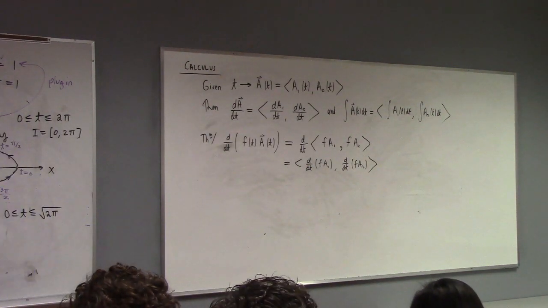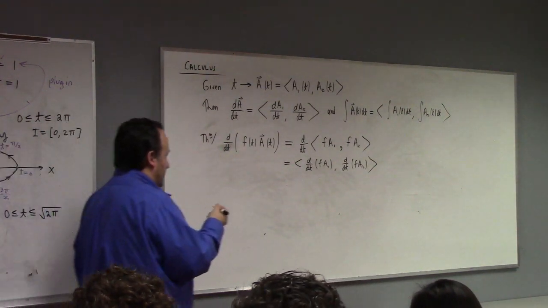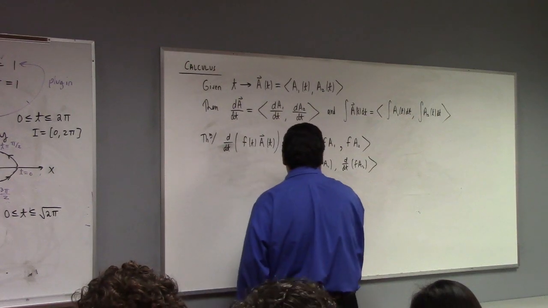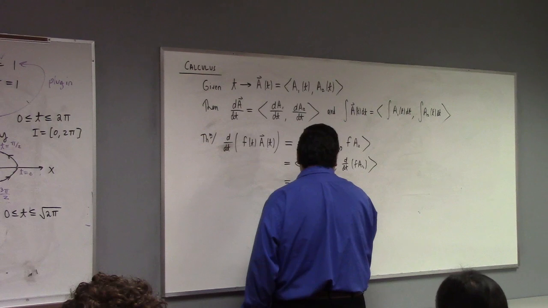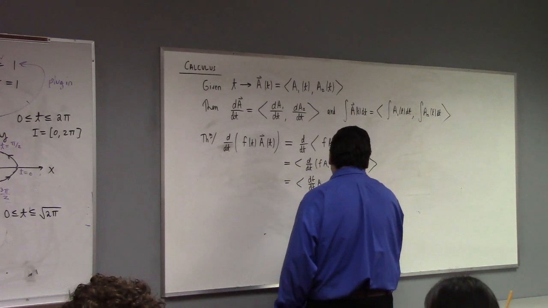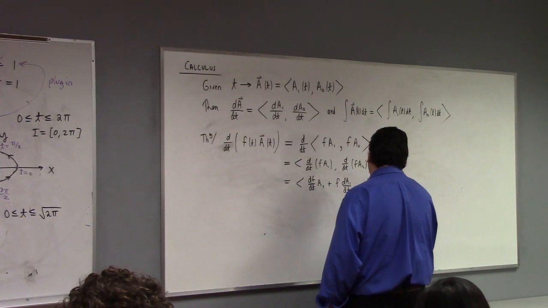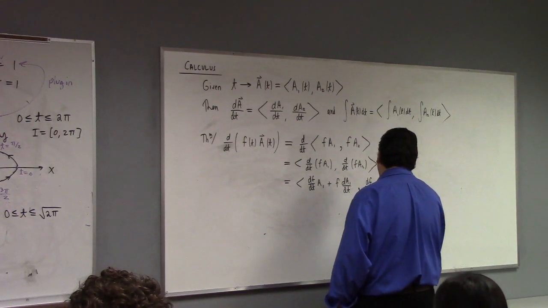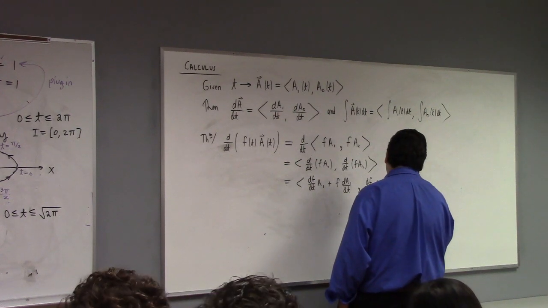Now what are we up against? Those are products, right? What do we have to do? The product rule, right? So this gives me df dt times a1 plus f times da1 dt. Likewise over here, df dt a2 plus f da2 dt.